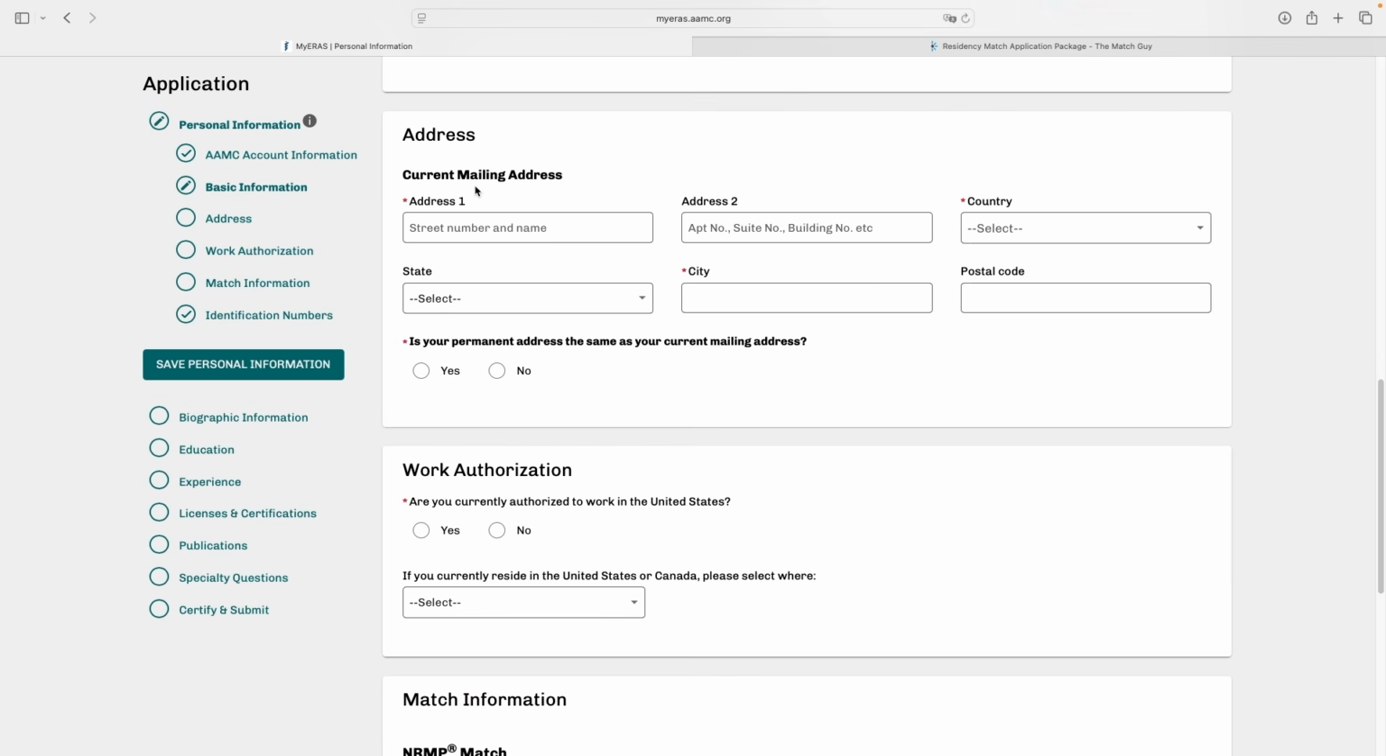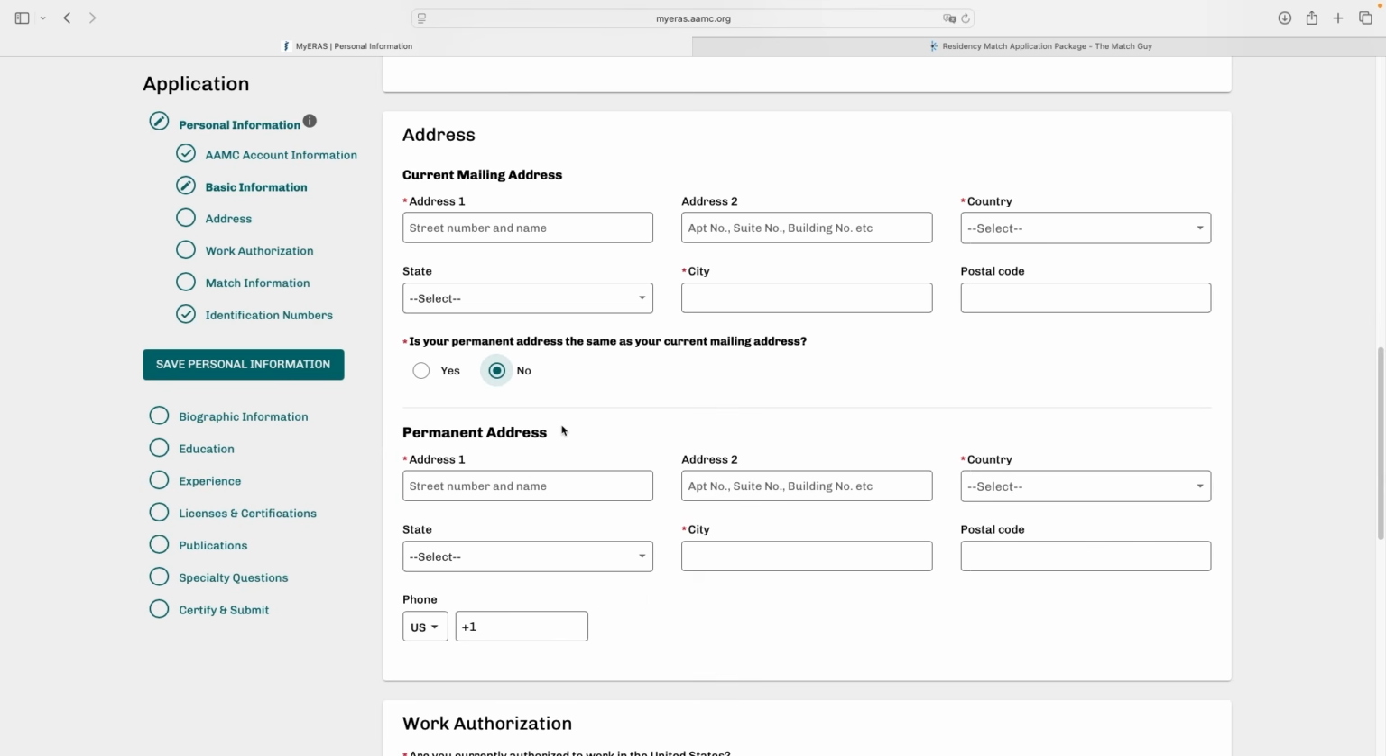Let's move on to the address, current mailing address, and you can put that here. Make sure again you have access to this mailing address. Don't put an address that you don't have access to, because some programs might send you a mail to this address. And then it asks you another question, whether your permanent address is the same as your current mailing address. If it's the same, you click yes. If no, you can add the information here. So just remember, mailing address is the one that you receive mail to. The permanent address is where you live. If they're both the same, you click yes.